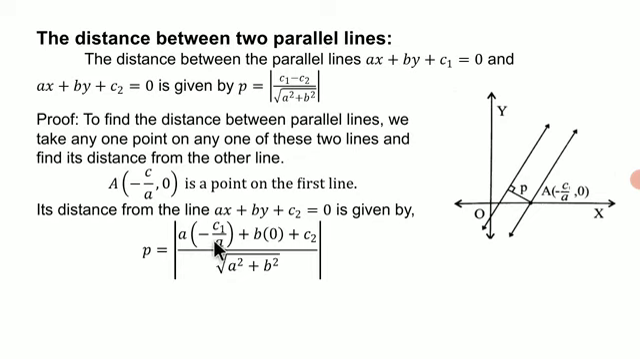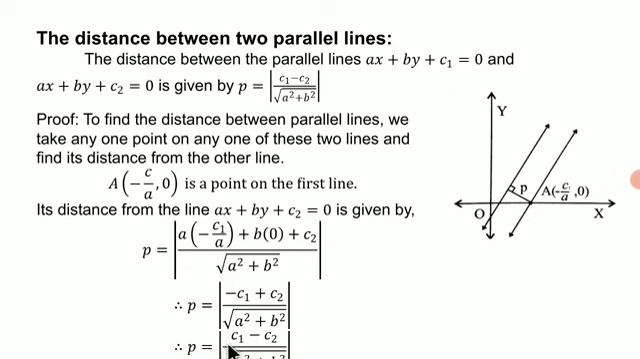Now here, so we get P is equal to a get cancelled minus c1 plus c2 divided by square root a square plus b square. And since it is the modulus value, so we write this minus c1 plus c2 as c1 minus c2 also. And so we get P is equal to modulus value of c1 minus c2 divided by square root of a square plus b square. Here the term is square root a square plus b square.